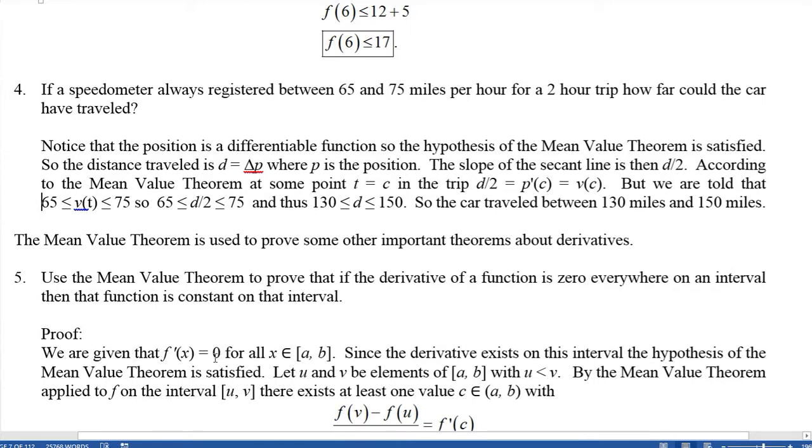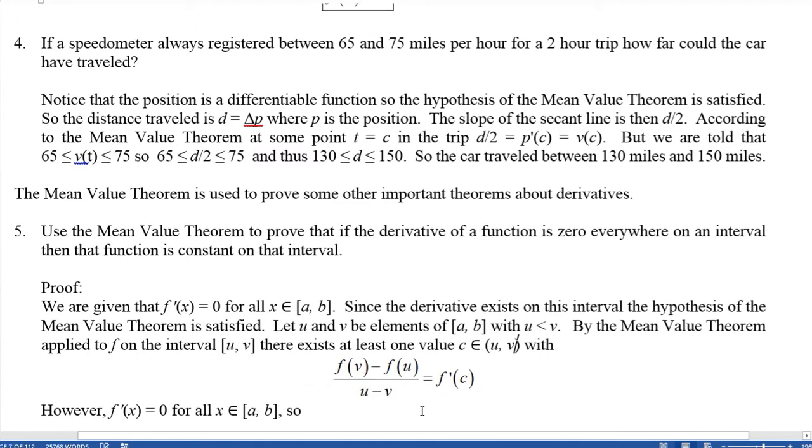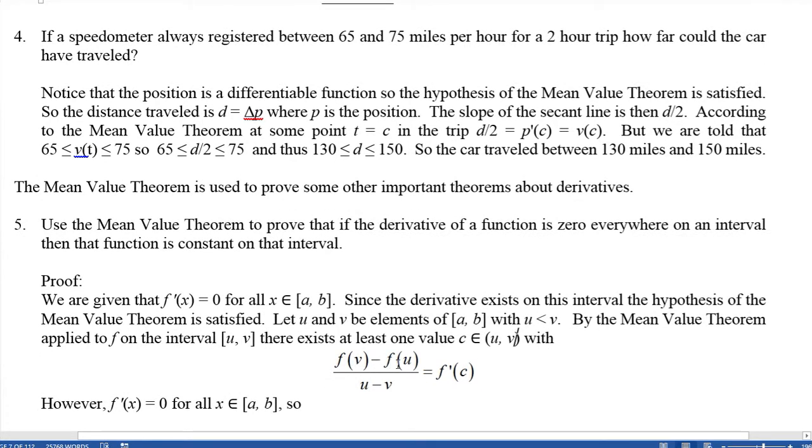So we're given that f prime of x equals 0 for all x in an interval a to b. Since the derivative exists on the interval, the hypothesis of the mean value theorem is satisfied. Let u and v be any elements of that interval from a to b, and let u be less than v. So we just pick two numbers in there, order them left to right, u to v. Applying the mean value theorem to f on the interval u to v, there exists at least one value of c in the interval u to v, which is also in the interval a to b, with f of v minus f of u over v minus u equals f prime of c.